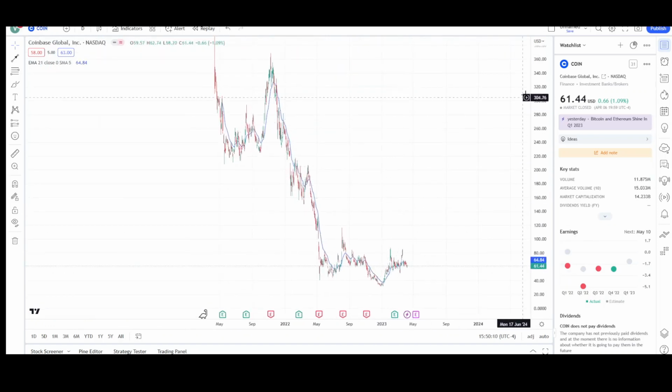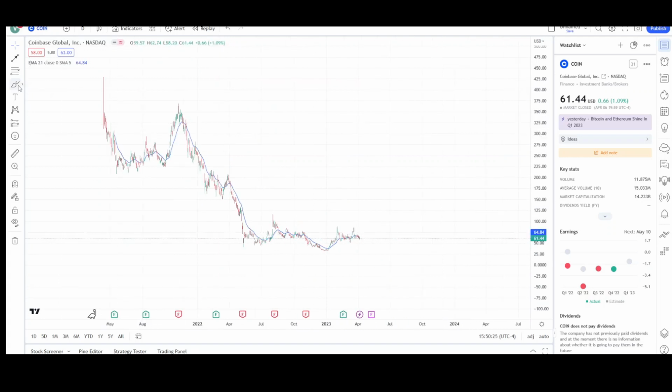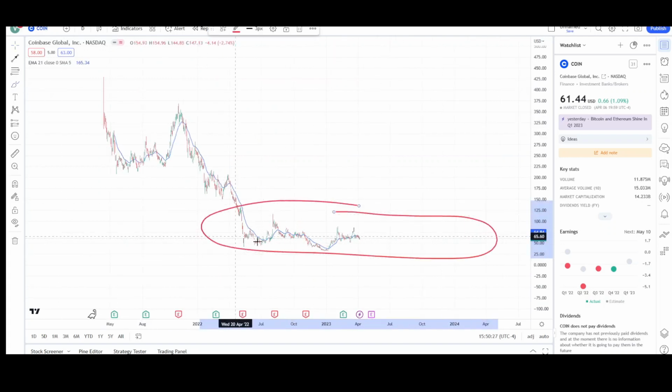So after this collapse from pretty much its initial public offering of around, looks like it was the high 300s, 400s, ever since then, price has been trading down. Now it's going sideways. So this area right here is probably the accumulation area. So this is probably going to be where the bottom is.